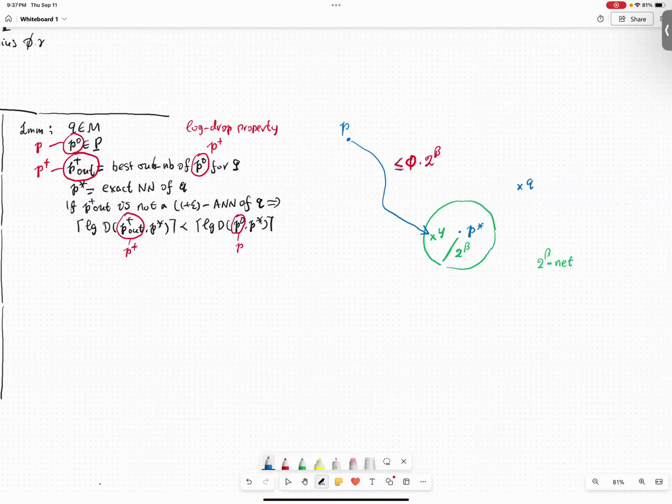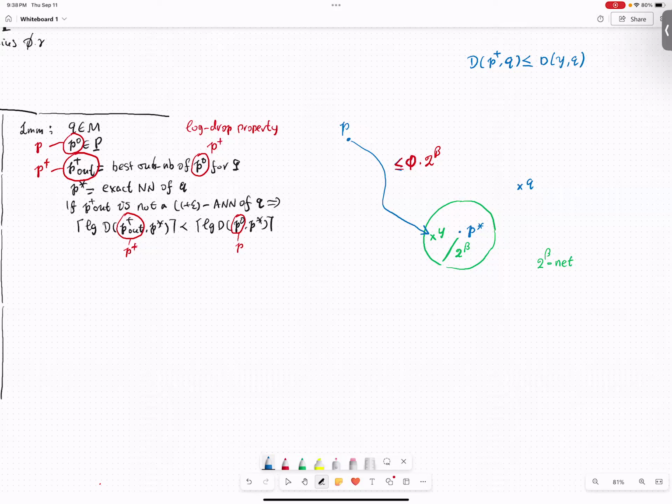Suppose this is what you have. So y is an out neighbor, but let's not forget that p plus has something very unique, some very important property. p plus is the best out neighbor of p, so it cannot be worse than y. Basically, the distance of p plus and q cannot exceed the distance from y to q. This is the meaning of the best out neighbor.